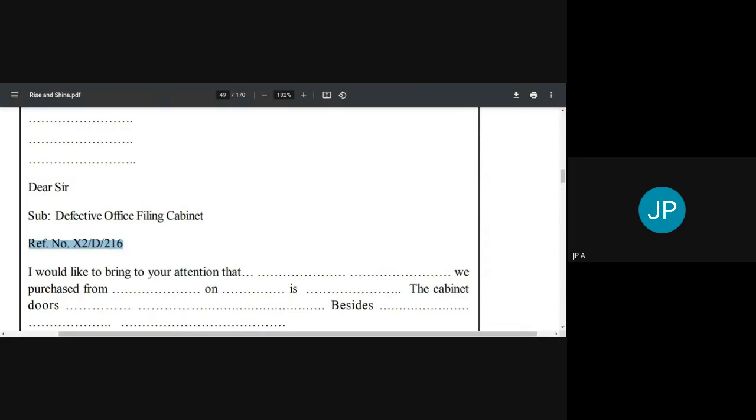Appo aa purchase ne avar refer cheyunnadinaanu reference ennu parayunnu. So this is usually written after the subject line. And how is it written? Like the subject line is written with sub hyphen ennu idunnathu pole reference ne ref ennaanu idunnathu. And you put a dot.